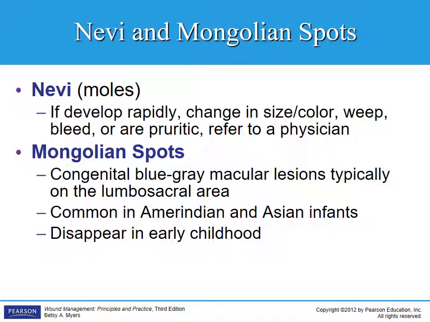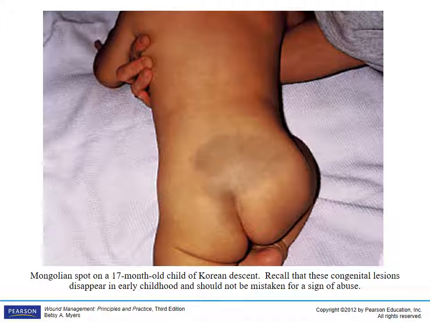Nevi are moles, and if they start to change in color or size or bleed or become very itchy, then you want to make sure that the patient is referred to a physician. Mongolian spots are congenital, typical in the lumbosacral area. On our next slide we'll see a picture of it. It's common in Amerindian and Asian infants, but it disappears in early childhood. You'll probably never see a Mongolian spot, but here's one in a 17-month-old child.